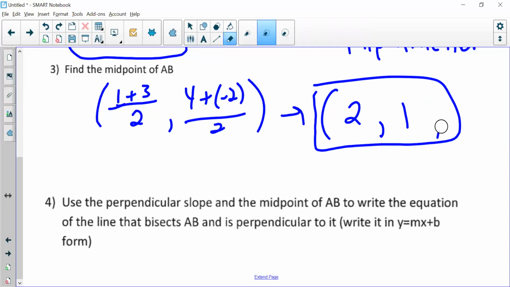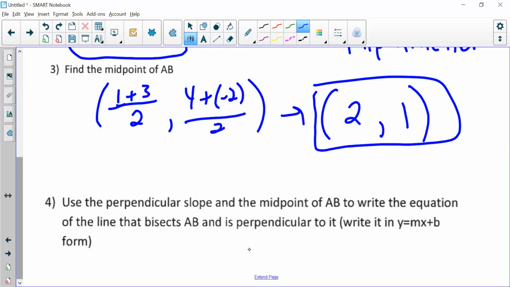Okay, now we have what we need to make the equation. I have the slope that's going to make it right, perpendicular, and I have the midpoint that's going to make it bisect. It's going to go through the middle. So what am I doing with the right slope and the midpoint?